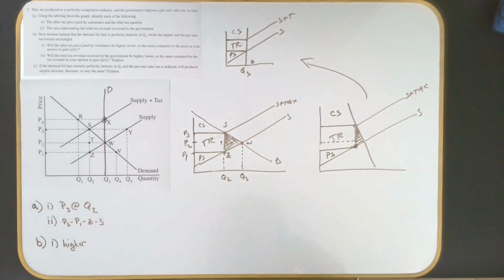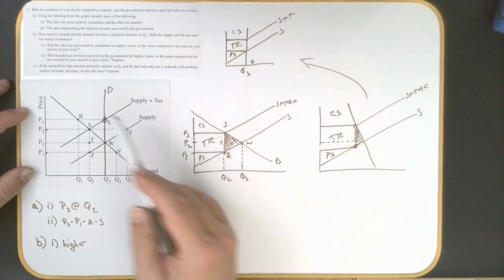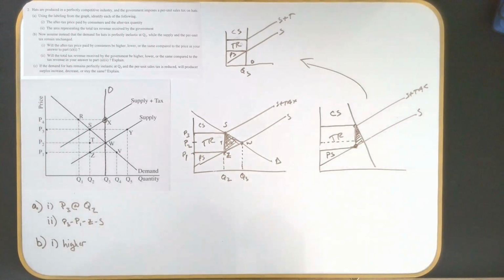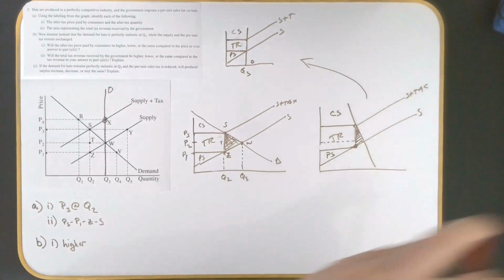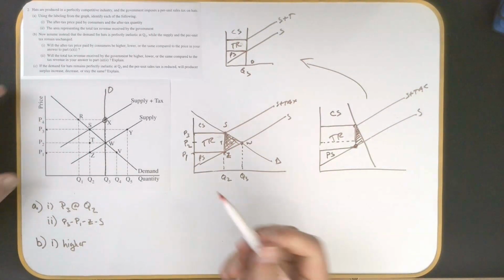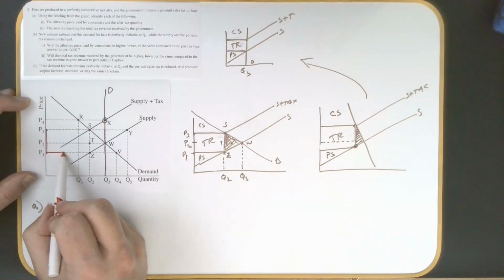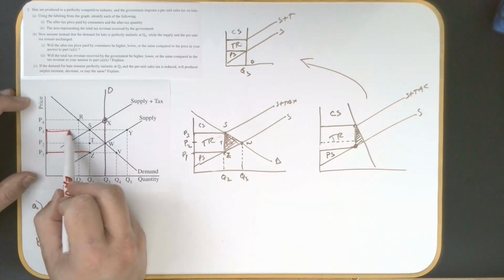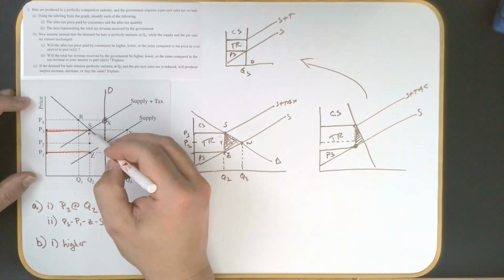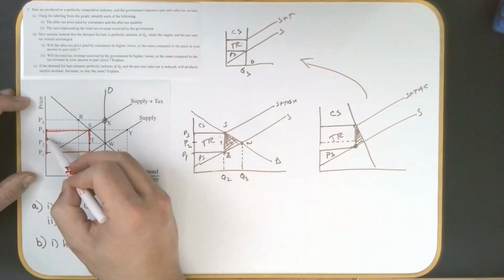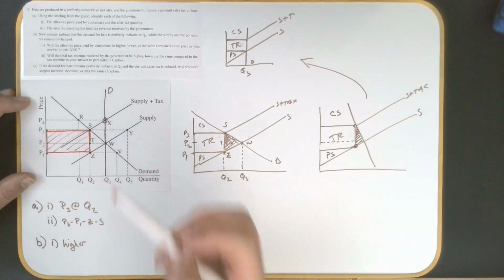Okay, then for part 2 it says, will the total tax revenue received by the government be higher, lower, or the same compared to your tax revenue in the first part here? So this was probably easier, and the picture starts getting changed here. So I'm going to switch to red here, and I'm going to highlight the original tax revenue on here. So our original tax revenue box is this red rectangle right here. Okay, so there it is. That's the original tax revenue.